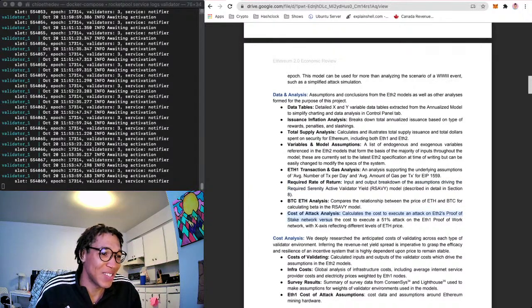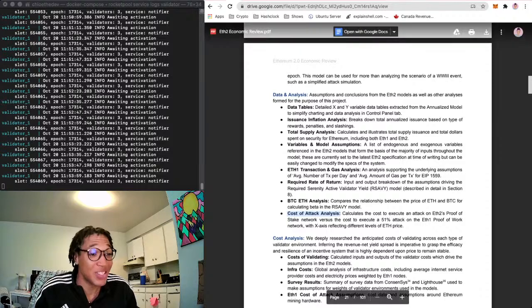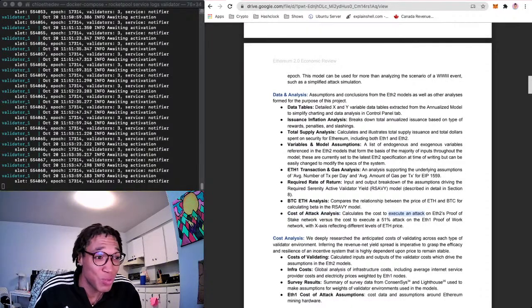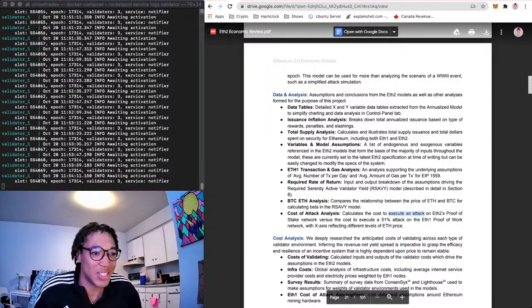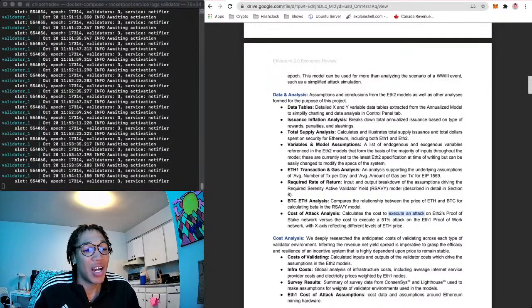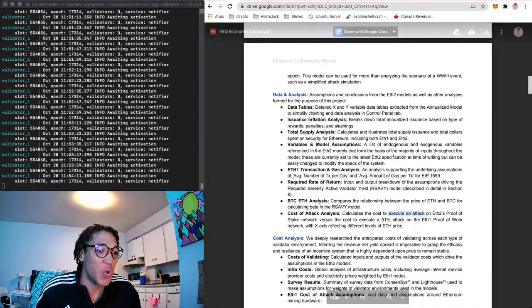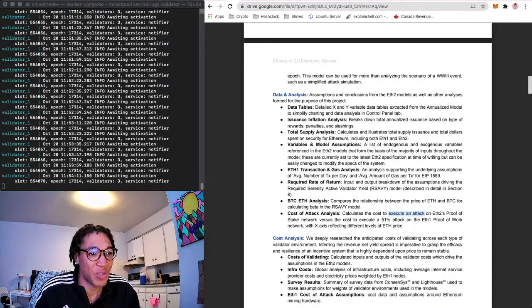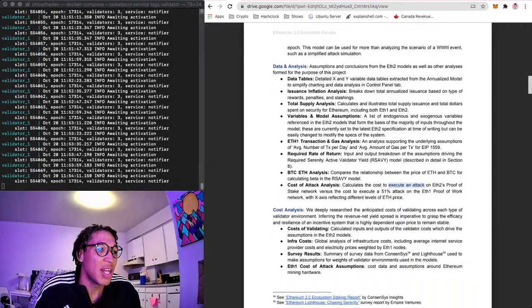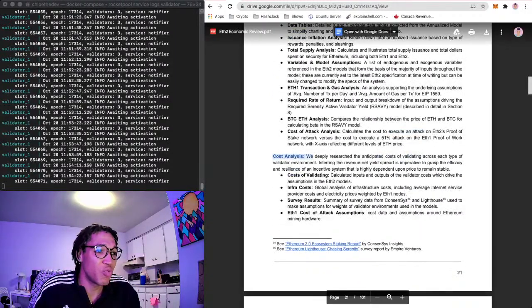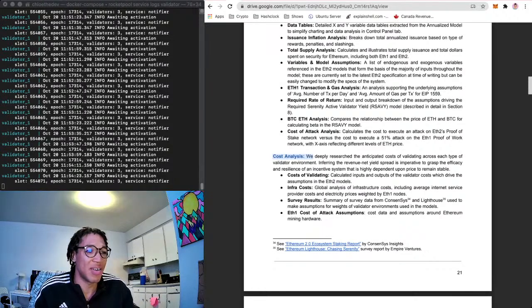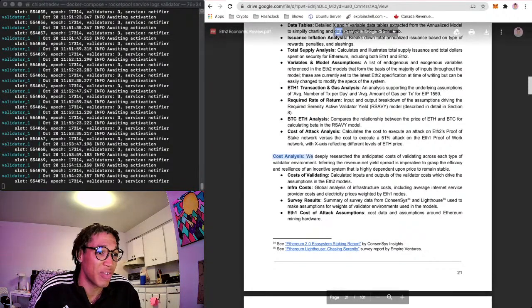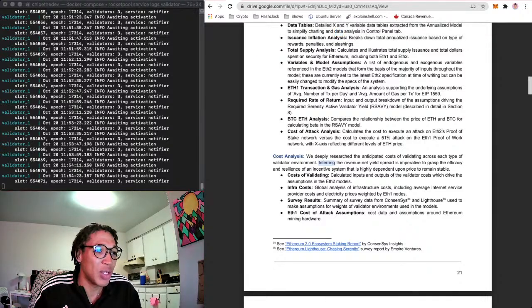Cost of attack analysis. It calculates the cost to execute an attack on ETH2's proof of stake network versus the cost to execute a 51% attack on ETH1's proof of work network, with the x-axis referencing different levels of ETH price. Then you have the cost analysis. We deeply researched the anticipated cost of validating across each type of validator environment. Inferring the revenue net yield spread is imperative to grasp the efficiency and resilience of an incentive system that is highly dependent upon price to remain stable.